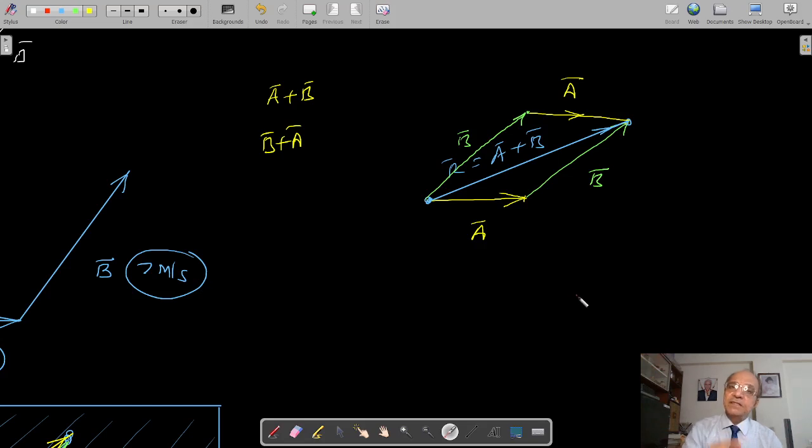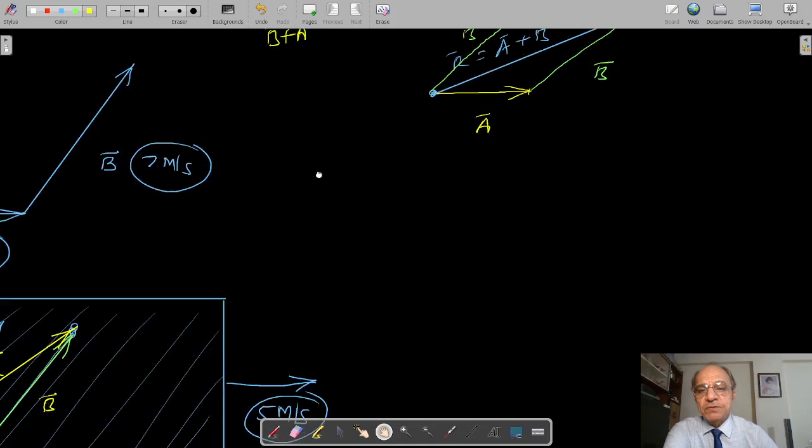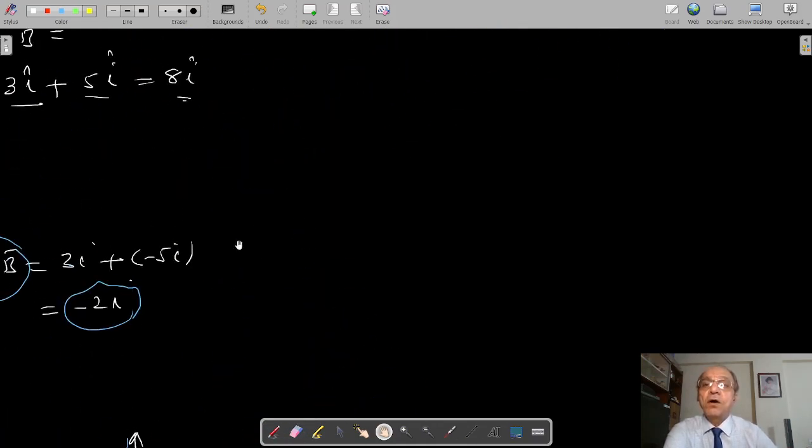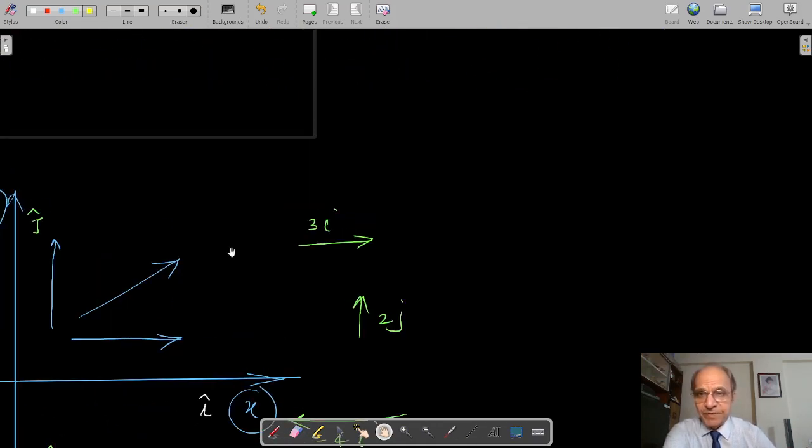So the end result is the same. This is A plus B, or B plus A. A plus B and B plus A are the same. And sometimes in books they write it as the triangle law of vector addition.